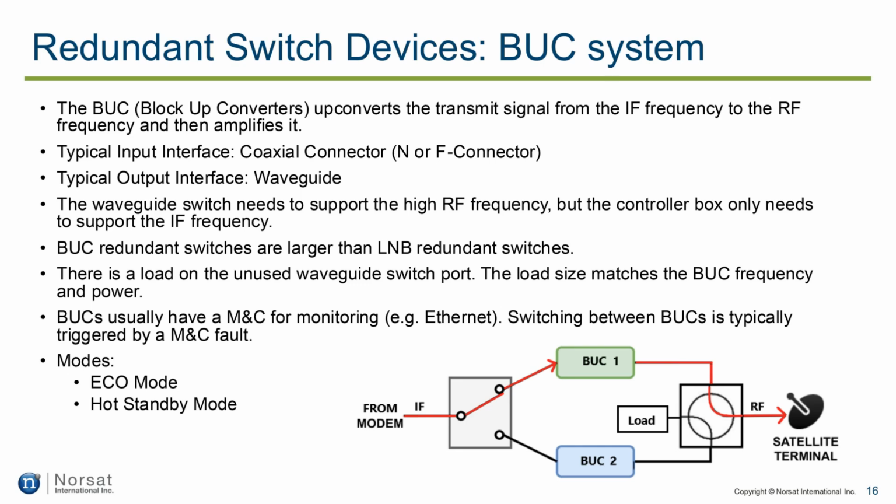There are two main operational modes for bucks. Eco mode reduces power consumption by muting the standby buck while it is not in use. If a fault is detected, the buck will switch immediately. However, the buck may need time to warm up and the power may fluctuate before the gain of the newly active buck stabilizes. Hot standby mode keeps both the active and standby bucks powered, allowing for immediate switching in case of failure. The redundancy switch controller maintains the gain for both bucks.